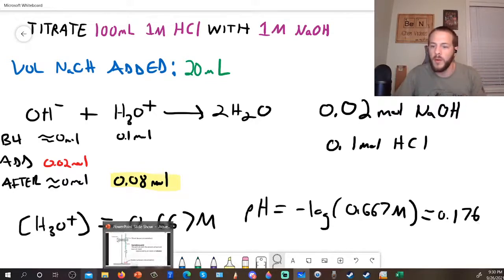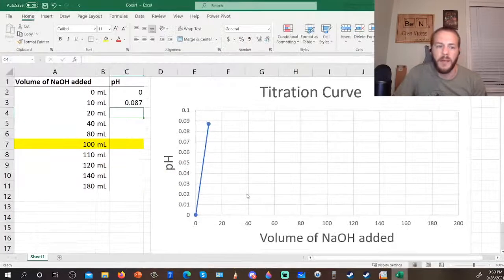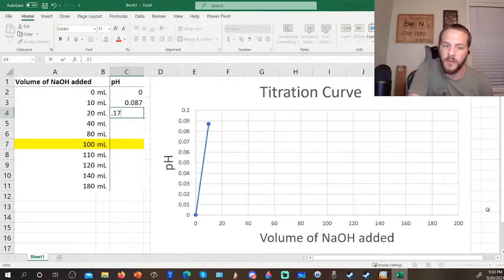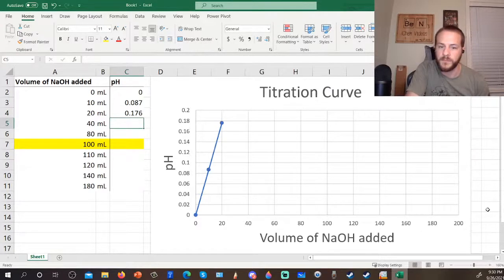All right, so 0.176. So I'm going to hop back into Excel and populate this cell right here with 0.176. And so our titration curve is sort of starting to take its shape, but we'll really have a better idea when it's all done and over with.